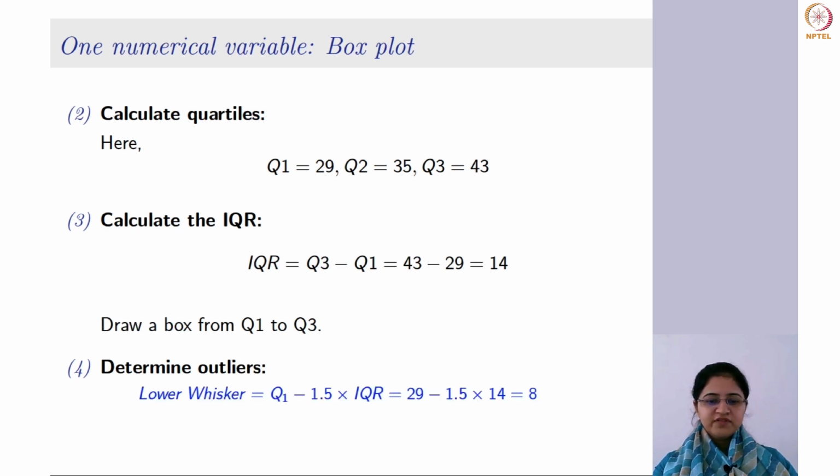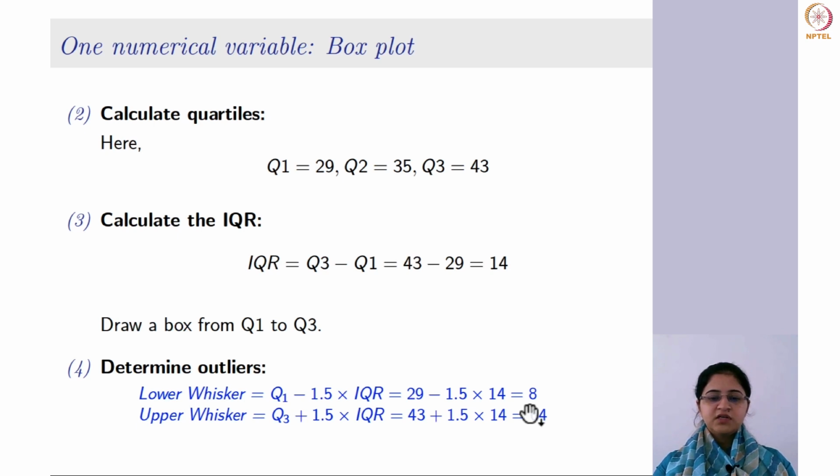Your lower whisker is a line that is drawn from the left end of the box, and it goes up till this point: Q1 minus 1.5 times the IQR. I will explain why this is 1.5 later. I will first complete this box plot example. So Q1 is 29 minus 1.5 times 14, which is 8.